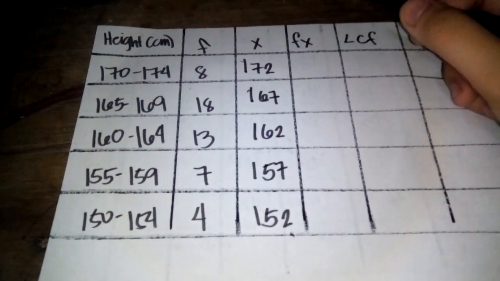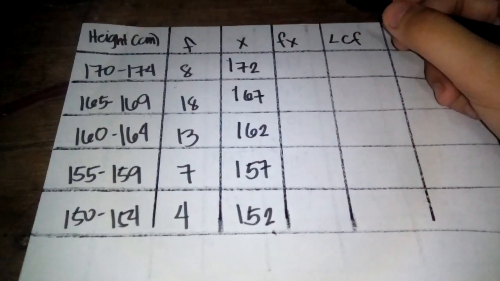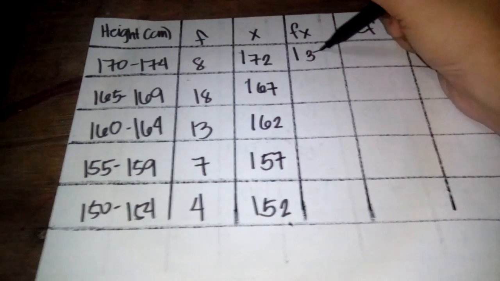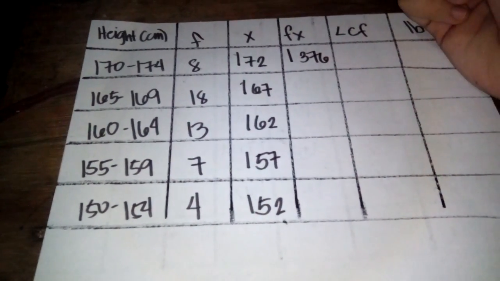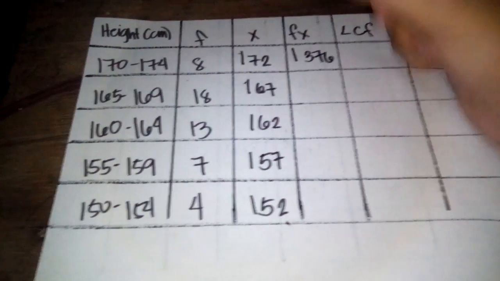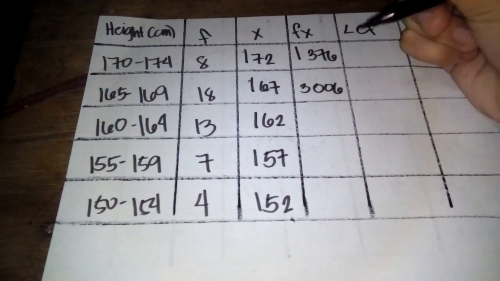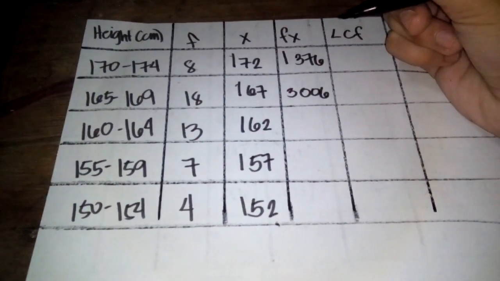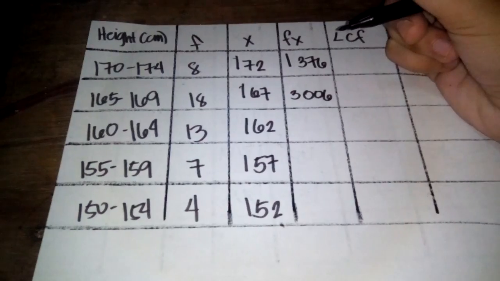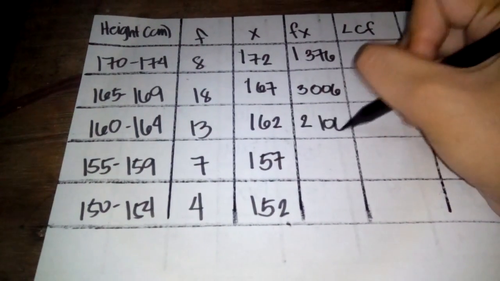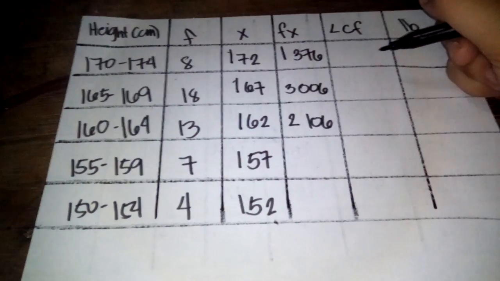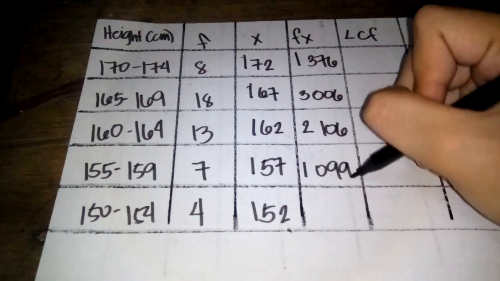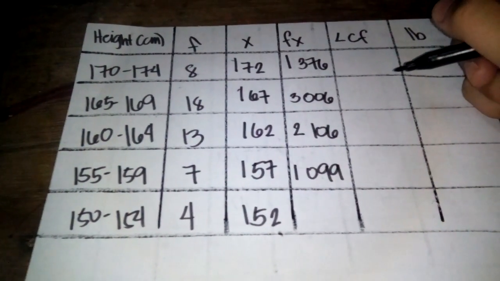The next, we have to multiply the frequency and the class mark. So 8 times 172 equals 1376. 18 times 167 equals 3006. 13 times 162 equals 2106. 7 times 157 equals 1099. 4 times 152 equals 608.